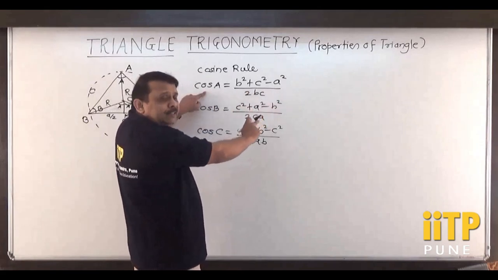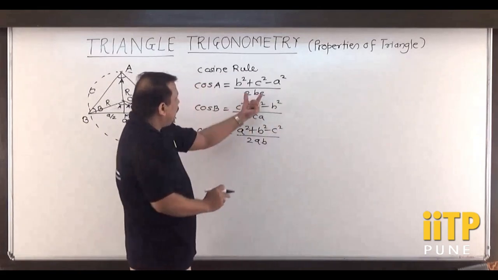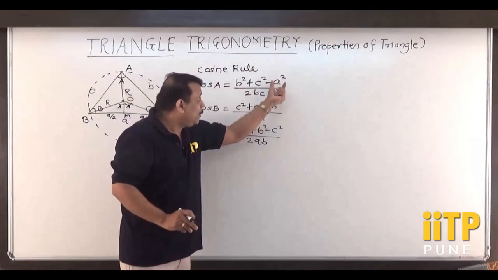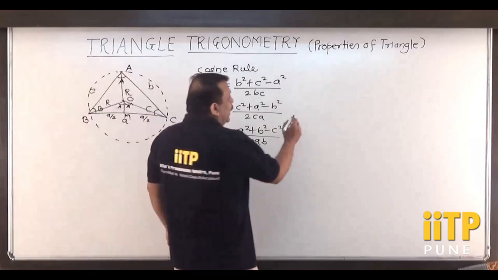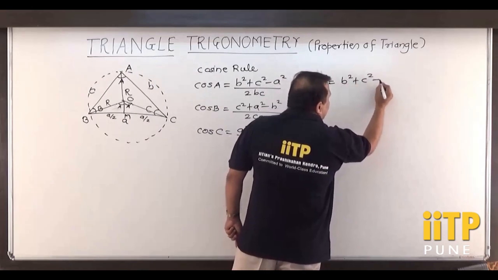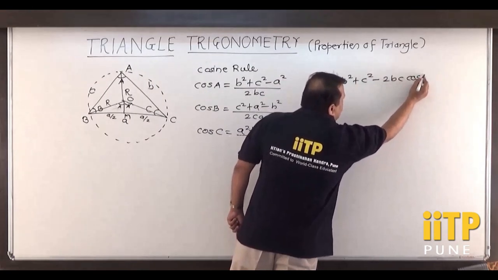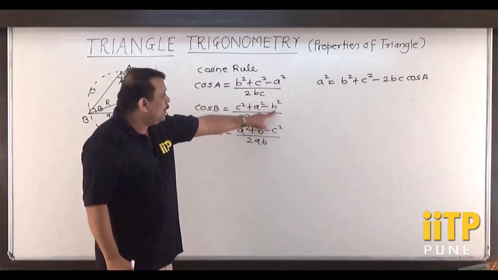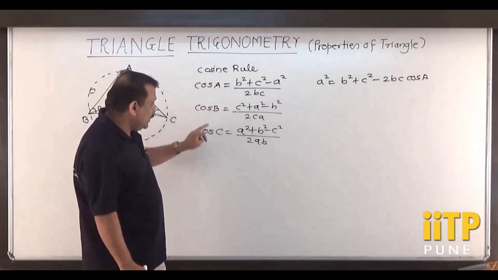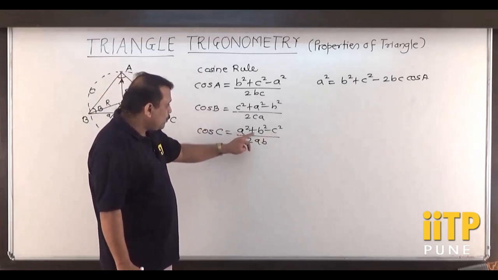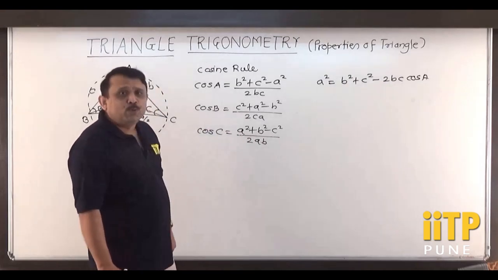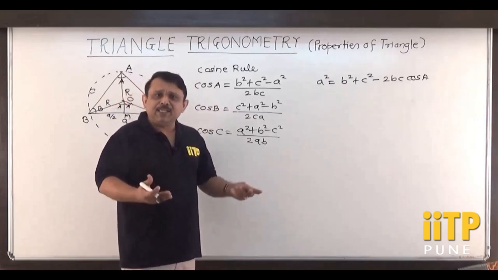Now one can write this rule as, if I do the cross multiplication, 2bc is brought to this side, and then 2bc cos A is brought to this side by bringing minus a square on this side. I always write a square as b square plus c square minus 2bc cos A. Similarly, I can write b square is equal to a square plus c square minus 2ca cos B, and c square is equal to a square plus b square minus twice ab cos C. So let us try to prove one of the results. Other things will come similarly.